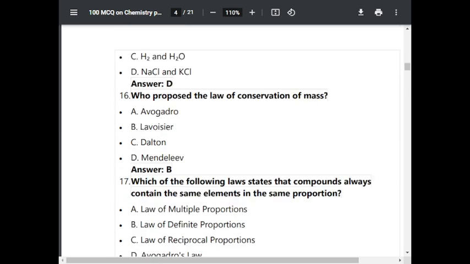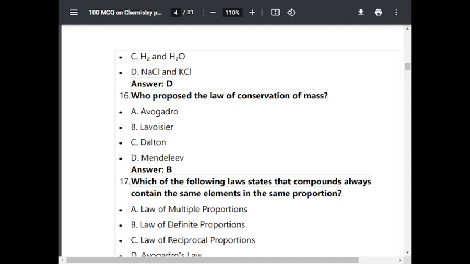Question number 16. Who proposed the law of conservation of mass? Option A Avogadro, option B Lavoisier, option C Dalton, option D Mendeleev.